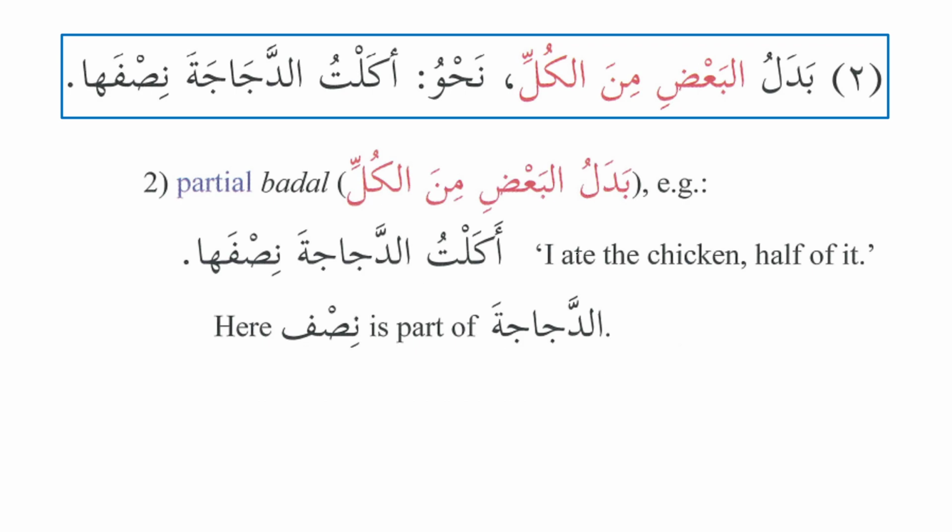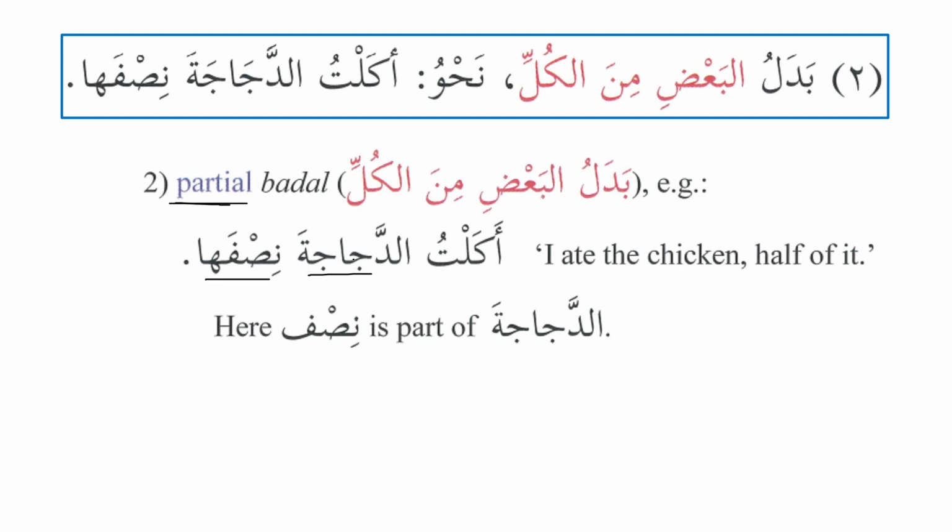Then we have badalul ba'di min al kulli. Nahwu akaltu dajajata nisfaha. Nisfaha, so we have partial substitution, not complete. The first one is badal al kul min al kul, and now we have badal al ba'd min al kul, partial substitution. So when you say akaltu ad dajajata, you are not saying that you ate it all, you are saying that you ate half of it.